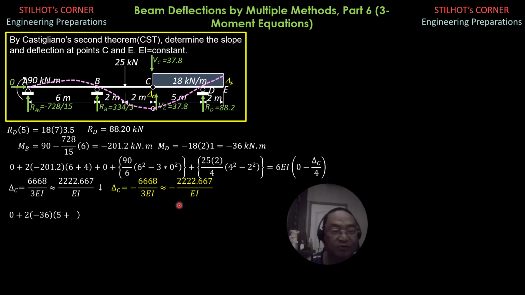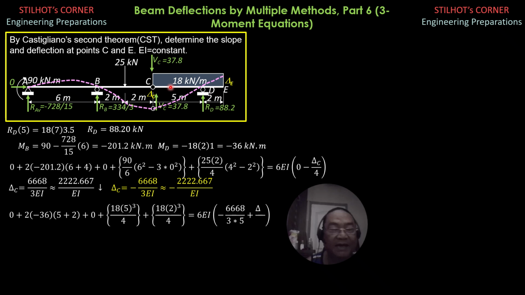So 0 plus 2 times negative 36, quantity 5 plus 2 plus 0. Then the value of 6 area 1 a over L1 is wL cube over 4, 18 times 5 cube over 4. While 6A2 b over L2, it's also uniform, DE, so 18 times 2 cube over 4 equals 6EI quantity negative 668 over 3. That's the delta C or hC. Then divided by 5, L1 or LCD, then plus delta E divided by L2, which is 2.